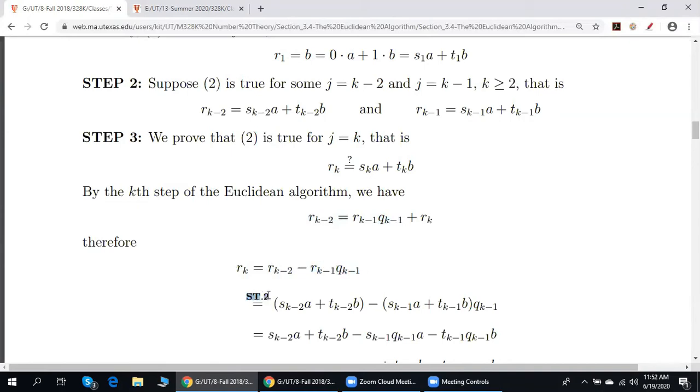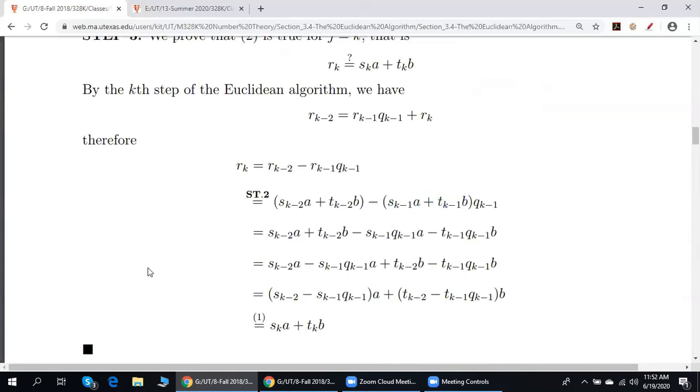By step 2, RK minus 2, which is over here, is equal to this. We put this expression here. Again, by step 2, RK minus 1, which is over here, is equal to this. We replace RK minus 1 by this expression. Done.